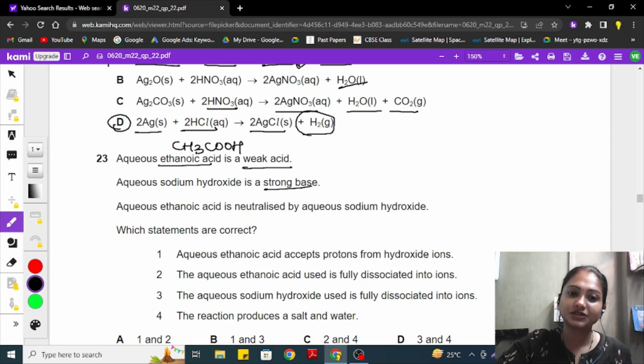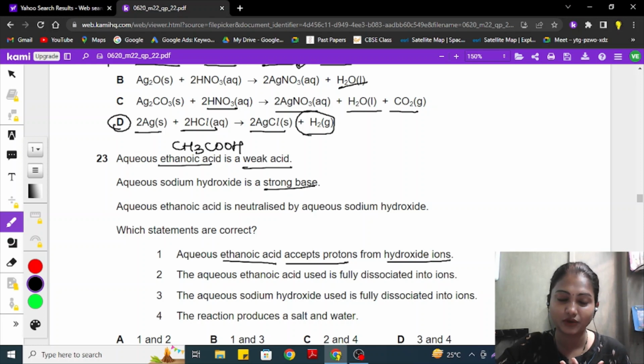Aqueous sodium hydroxide is a strong base. Aqueous ethanoic acid is neutralized by aqueous sodium hydroxide. It's a neutralization reaction. Which statement is correct? Aqueous ethanoic acid accepts protons from hydroxide ions. No. Acids are proton donors, they don't accept them. So for the first option, we don't have that. This is omitted. The aqueous ethanoic acid is fully dissociated. No, it's a weak acid.